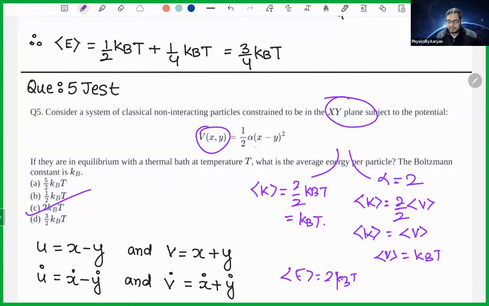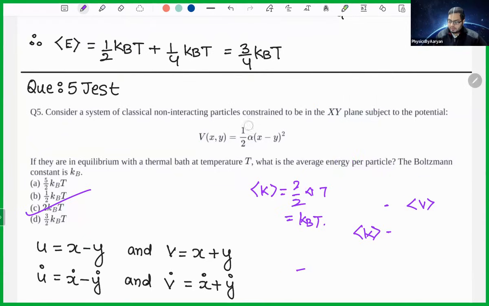Why is it wrong? Because it is not simply x square or simply y square. It is x minus y squared. So directly jumping and using the virial theorem will be wrong. We have to be very careful in this respect. The virial theorem is not wrong. I will tell you why the virial theorem is okay. But listen to this question very, very carefully.